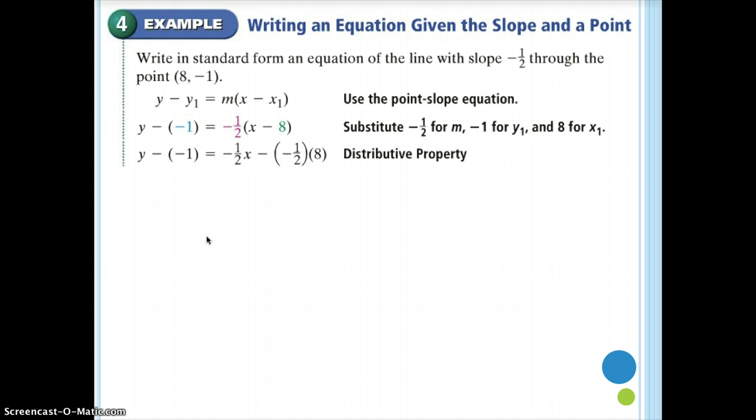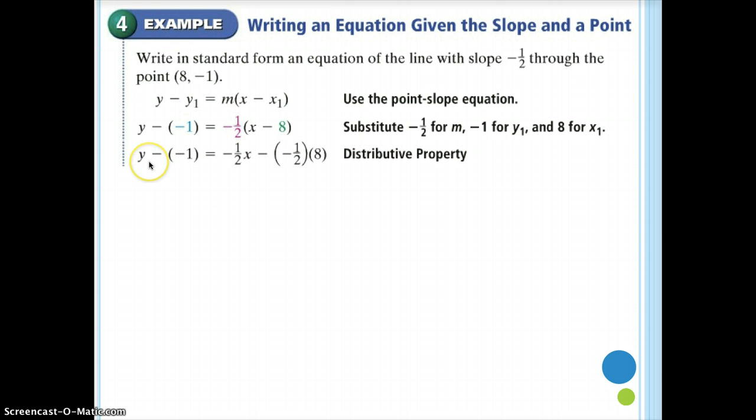Oh, and then they distribute. They distribute this -1/2 to the x and the 8, and we can kind of simplify the negatives more easily if we did that first. But sure, why not? The book likes to do it this way.